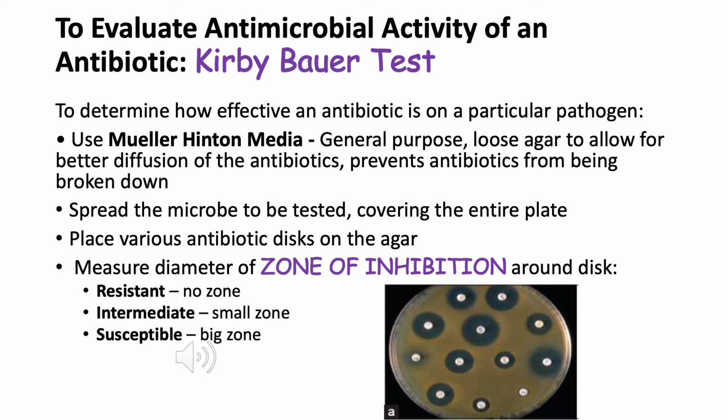So you'll see that some antibiotics give you a big zone of inhibition, some give a small zone, and some give no zone at all. If the bacteria is resistant to that antibiotic, there would be no zone of inhibition. An intermediate would be a small zone of inhibition, and if it's susceptible to the antibiotic, you would see a big zone of inhibition.